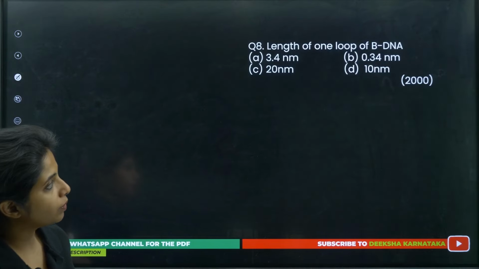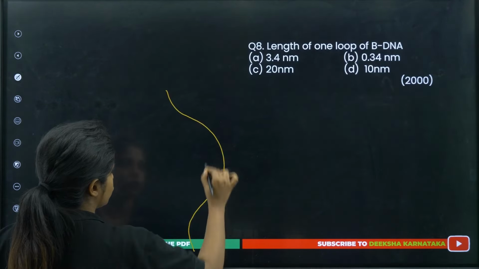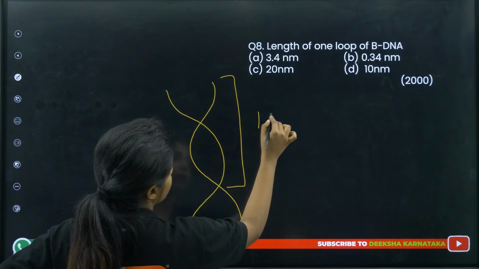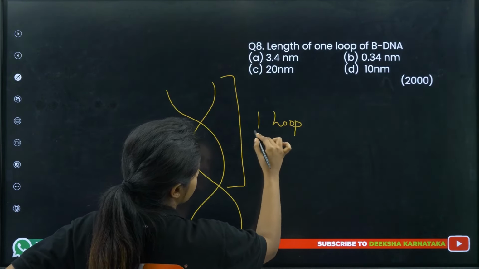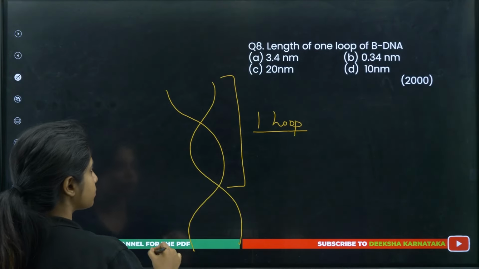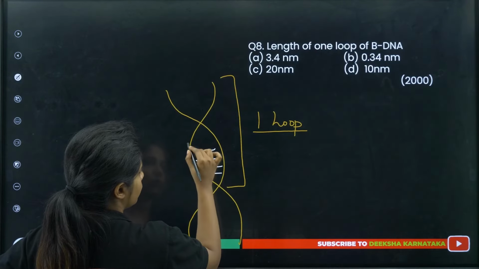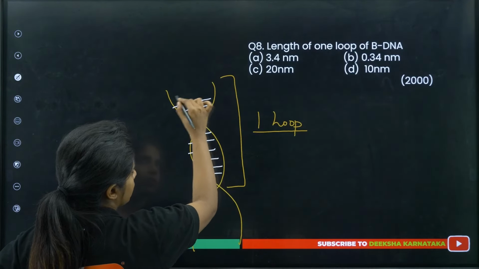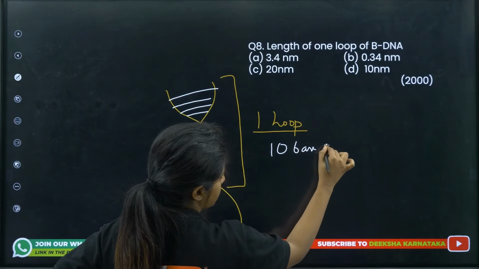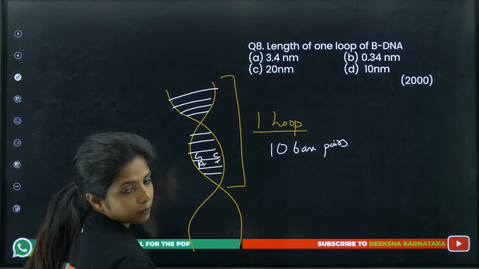Length of one loop of DNA is... what do you mean by one loop? Suppose your DNA is like this, this whole thing is known as one loop, children, and basically it has 10 base pairs. 1, 2, 3, 4, 5, 6, 7, 8, 9, 10. So each loop basically has 10 base pairs. What do you mean by base pairs? A, T, G, C. That is what I mean by base pairs.